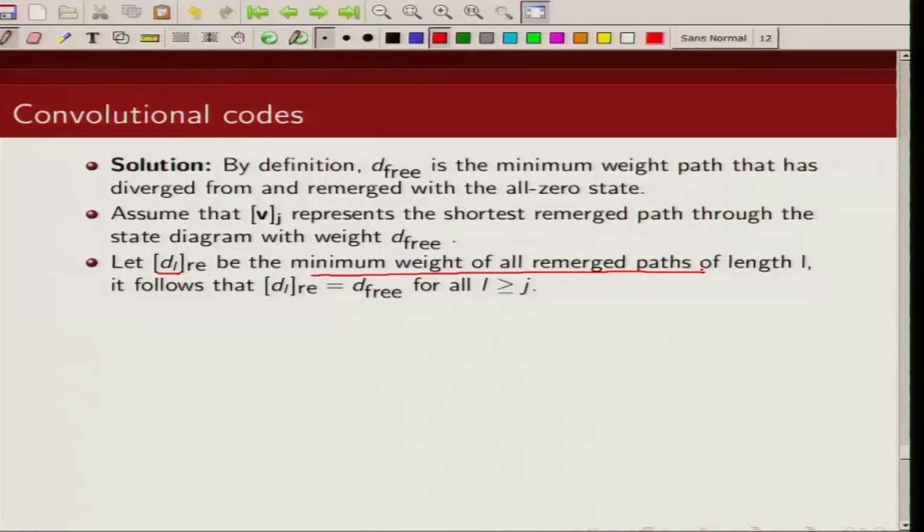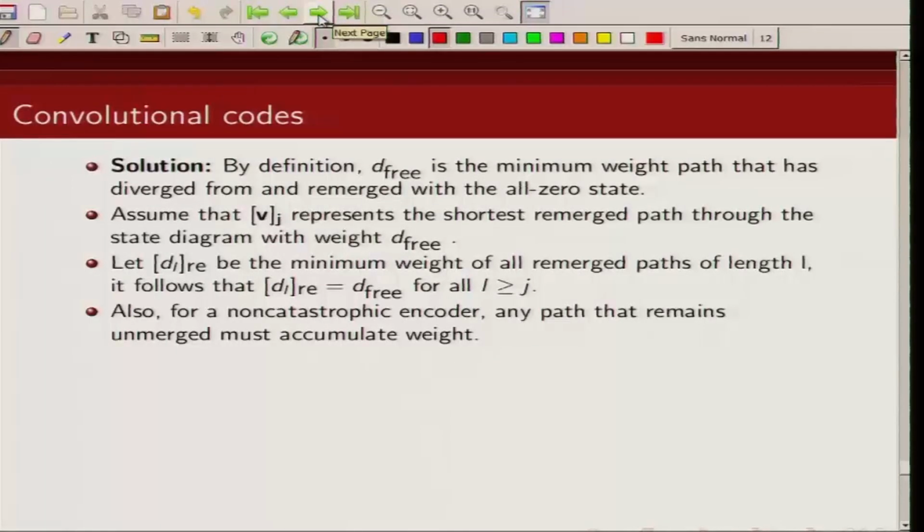Now, what we are saying is for t equal to j, that is the smallest re-emerge path which has weight equal to d free. So, for any time greater than this j, your column distance function will be equal to the free distance. Why is this so? Because for time equal to j, that is the shortest re-emerge path through this trellis diagram which has weight equal to the free distance. So, if we take any time larger than that, then of course we will have a re-emerge path having minimum distance d free.